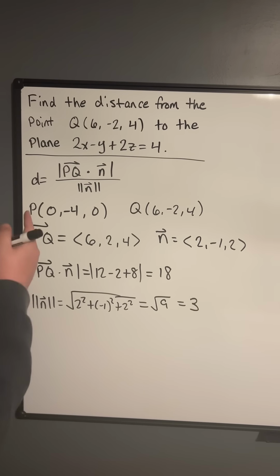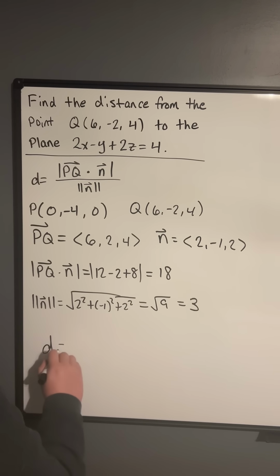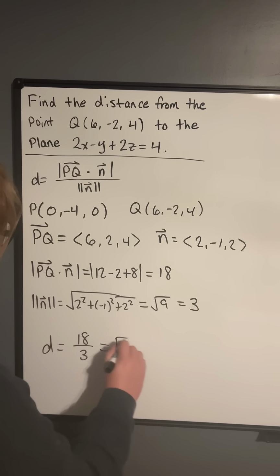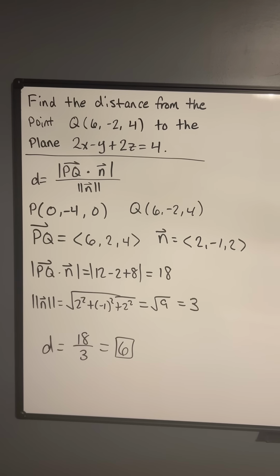So now we have all of the information that we need. We get that the distance is equal to 18 over 3, which is equal to 6 units. So this is the distance from that point to the plane.